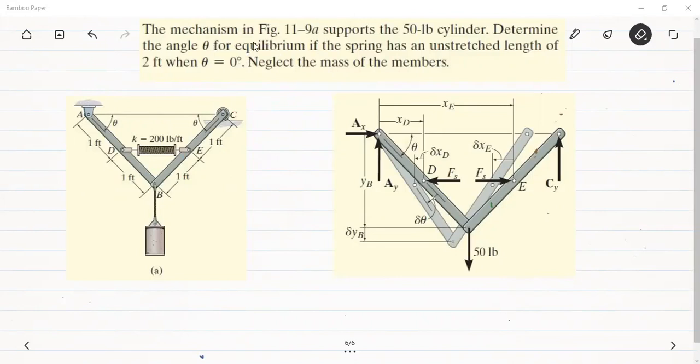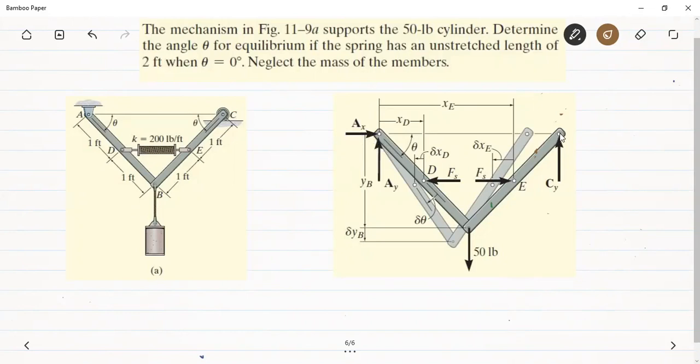If we see, first of all, there is a hinge support at A. Therefore, we will get two reactions, AX and AY, and another support at C is a roller support. Therefore, we will get only the vertical reaction. There won't be any horizontal reaction. Now we can see that the point A doesn't get displaced. Therefore, the virtual work done on account of these two reactions will be 0.